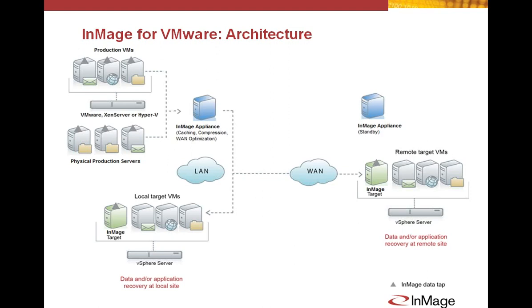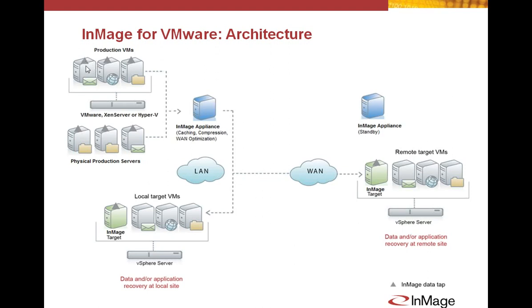So here's what a typical architecture looks like when the product has been deployed for both local backup as well as remote replication or disaster recovery. On the top left-hand side, we have the production virtual machines and physical servers. As I mentioned before, the VMs can run on any hypervisor. We support VMs running on VMware, Xen server, or Hyper-V.